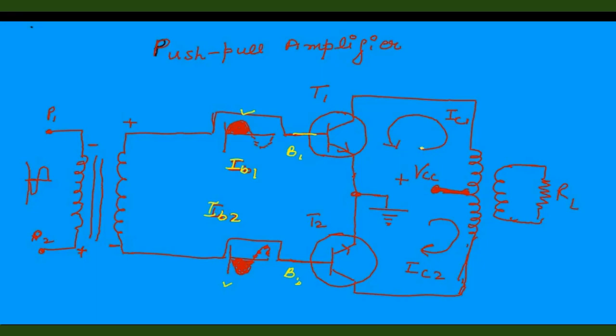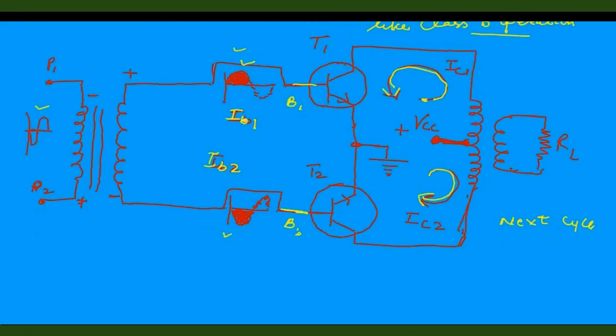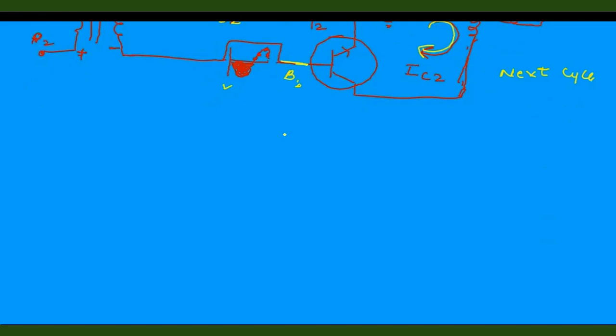So this is the current when the upper transistor is on, and at the same time the lower transistor is off. When the other part of the signal comes, what happens? The positive comes at the base of the lower transistor, and the lower transistor turns on and the current IC2 starts flowing clockwise, and at that time the upper transistor is off. So this is exactly class B operation. Each transistor works for one half cycle, because there is no current flowing in the absence of the signal.